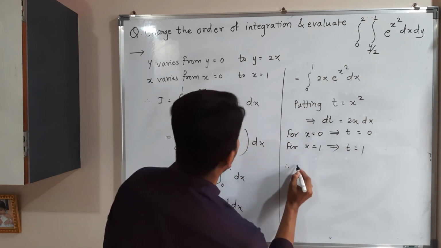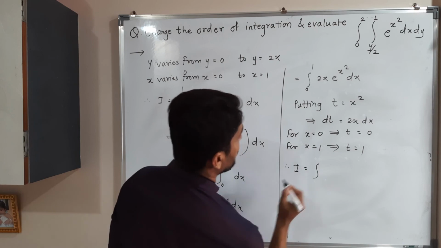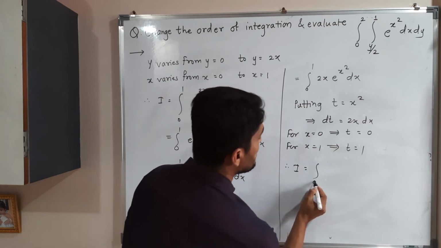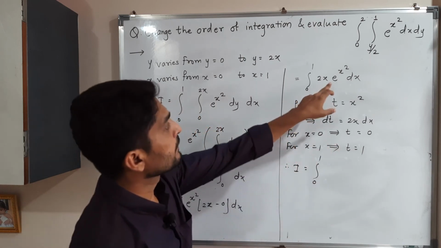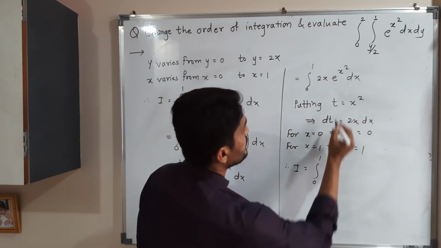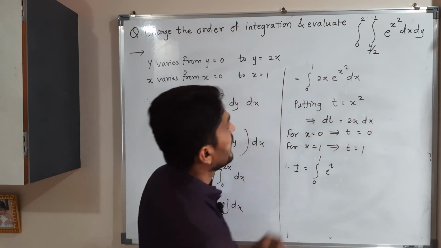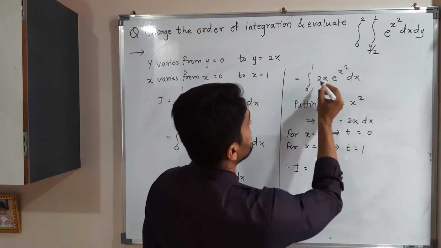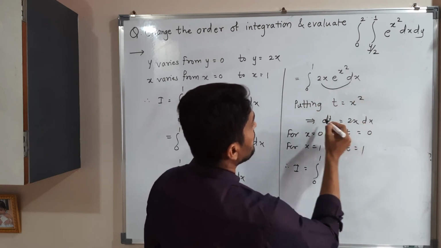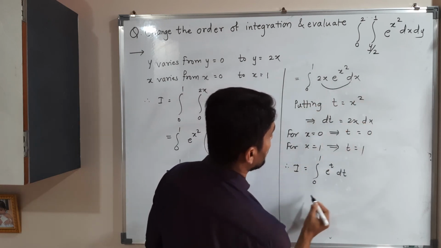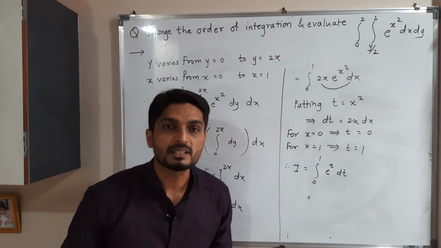So our integral, I will simply call it I, now has the new limits 0 to 1. e raised to x square means e raised to t, and 2x dx combined we can call dt. So now the integration is very simple, easily we can solve it.